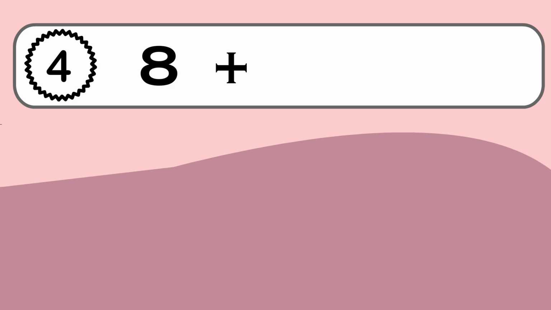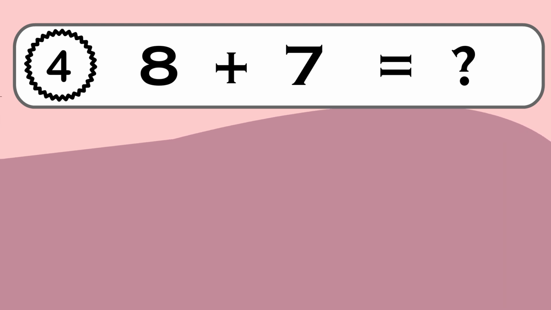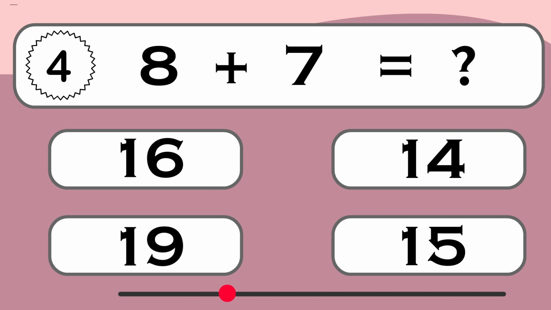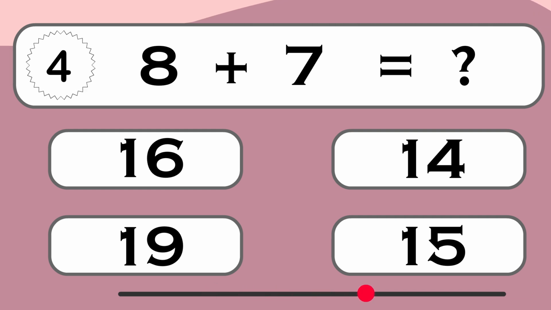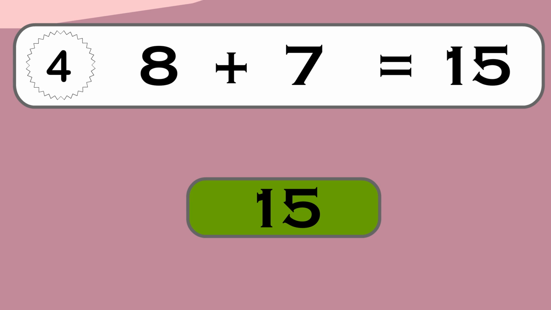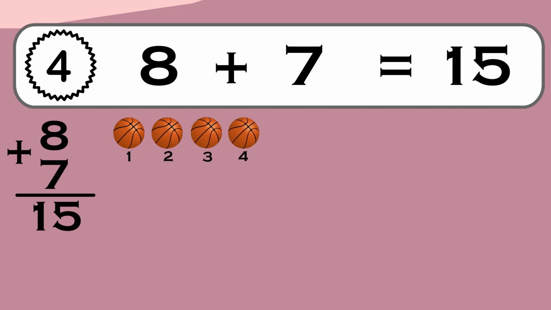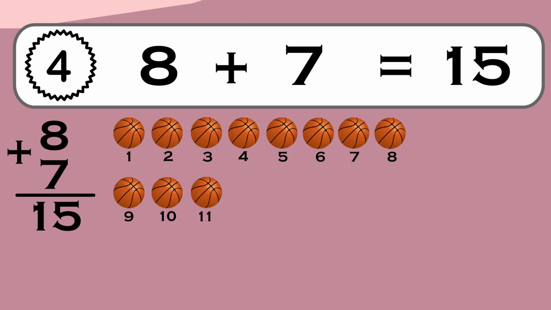8 plus 7 is equal what? Eight plus 7 is equal 15. Let's count it. 1, 2, 3, 4, 5, 6, 7, 8, 9, 10, 11, 12, 13, 14, 15.